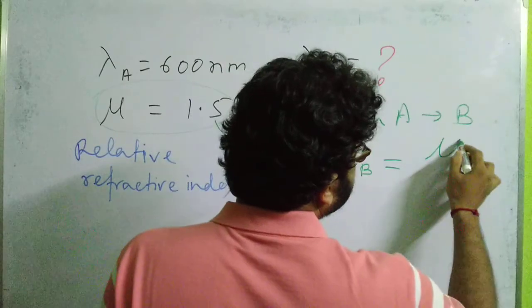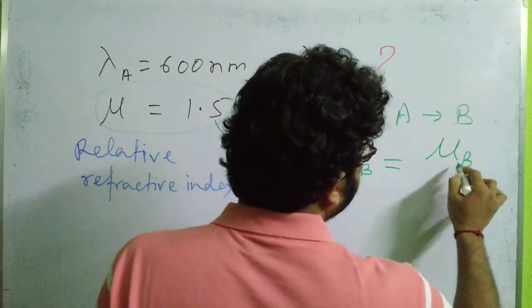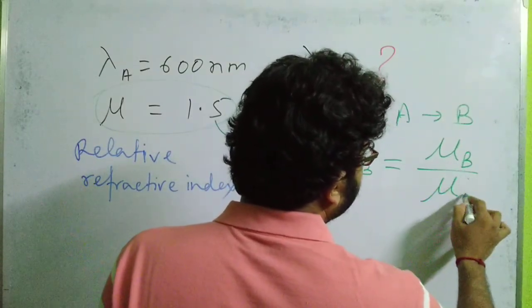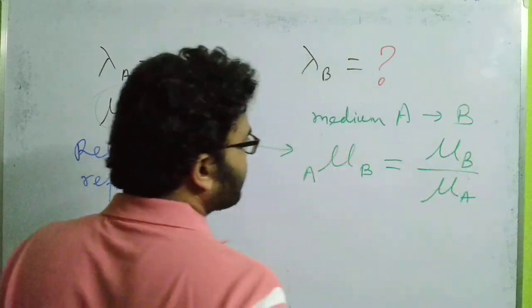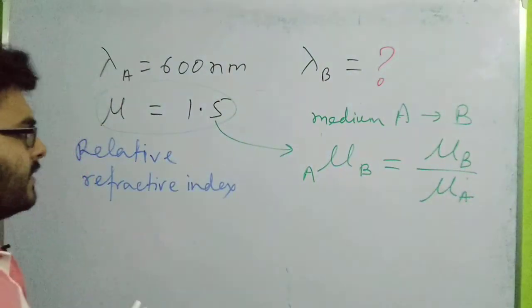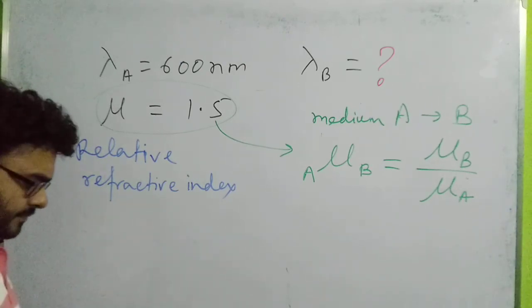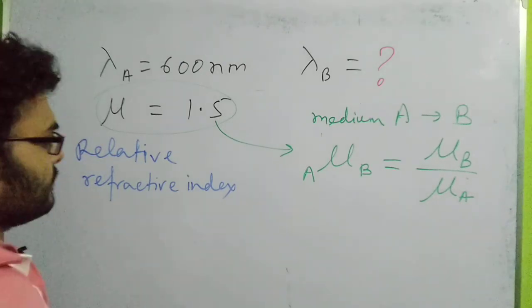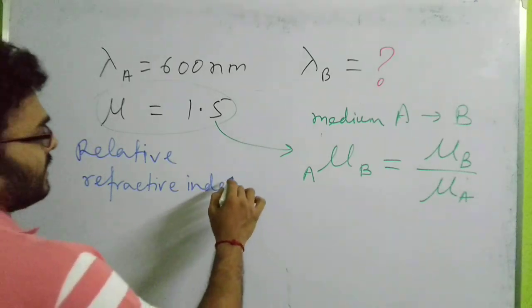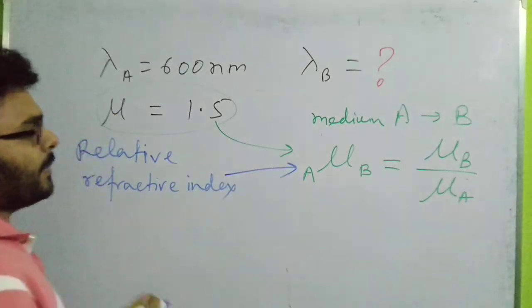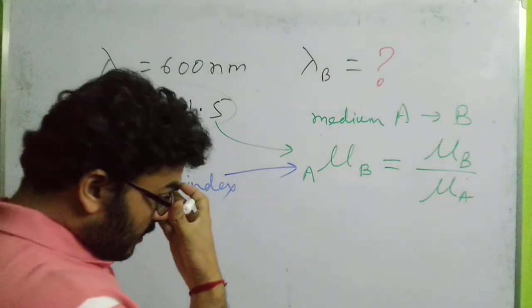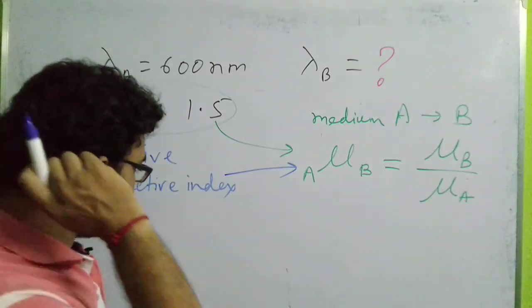Now this turns out to be the absolute refractive index of medium B to the absolute refractive index of medium A. So this is the formula, absolute refractive index of medium B to the absolute refractive index of medium A. So this is the relative refractive index. I think it is clear. Now you see what we are doing here.